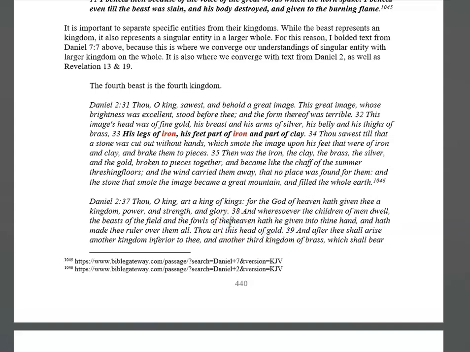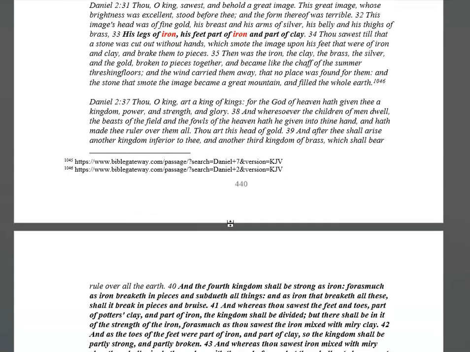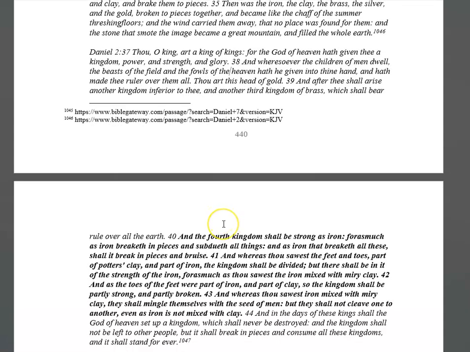After thee shall arise another kingdom inferior to thee, and another 3rd kingdom of brass. That's Greece. That's the belly and thighs of brass, which shall bear rule over all the earth. And the 4th kingdom shall be strong as iron. For as much as iron breaketh in pieces and subdueth all things, it is the hardest of the metals, yet the least precious. So as you move from head to toe, you lose value, but you gain strength.